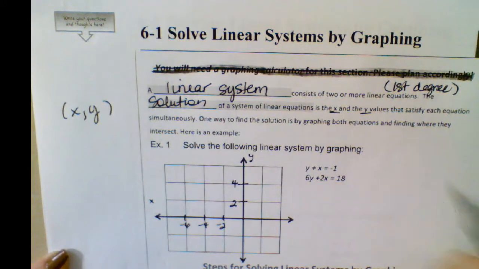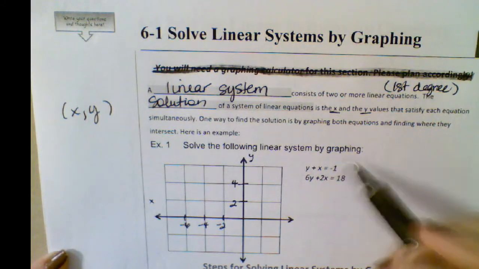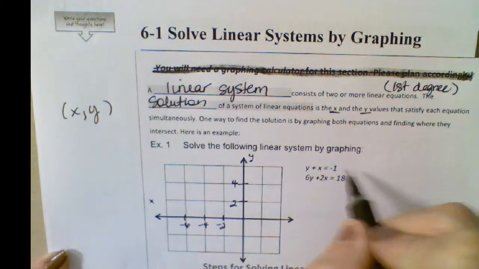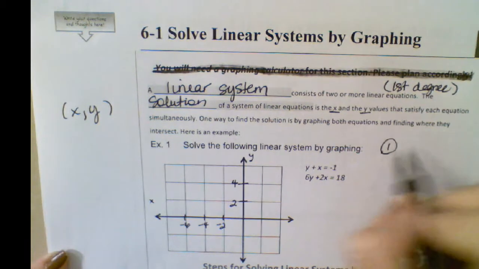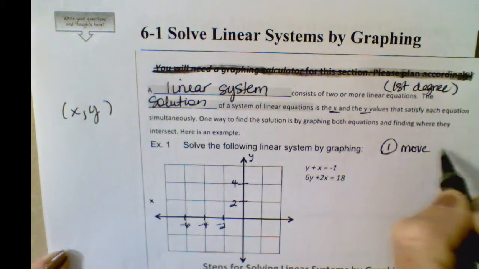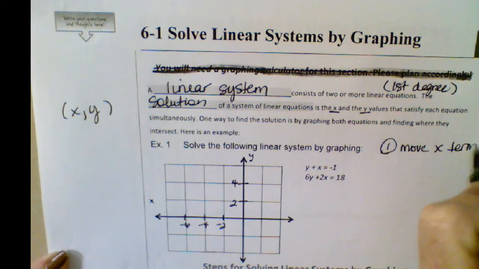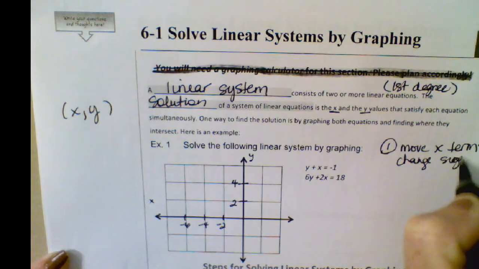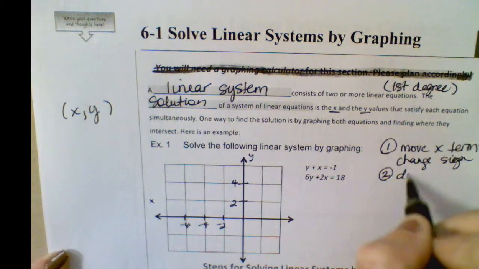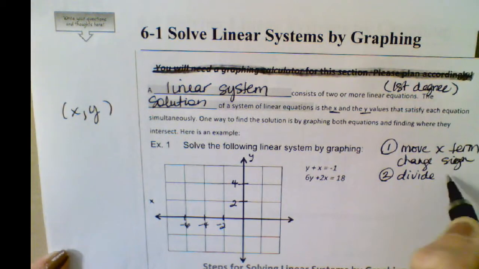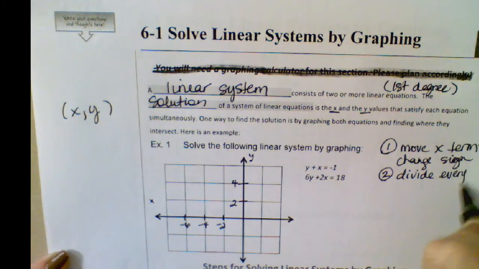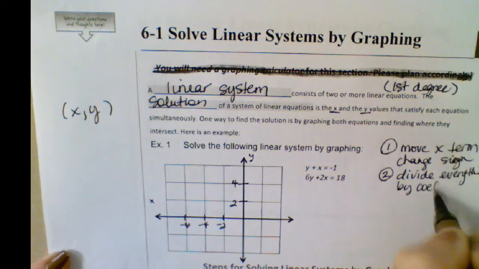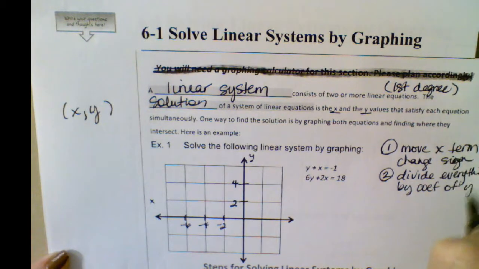So, one of the easiest things that you can do is to write both equations in slope-intercept form, because we all know how to graph in slope-intercept form. And the way you do that, the two steps are to move the x term and change its sign. And the second is divide everything by the coefficient in front of y.